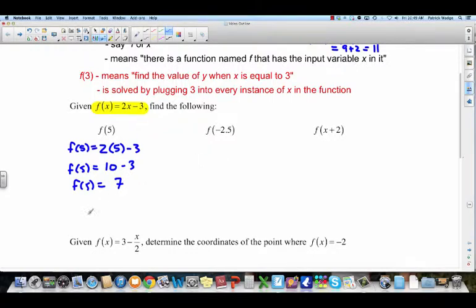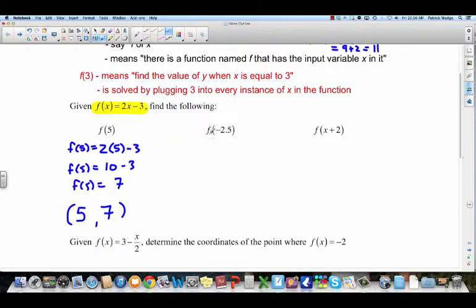Another important fact, you could write this as an ordered pair. Remember, ordered pairs x and y, or if you want, input and output. What was the input value in this case? The input value was 5. What was the output value in this case? Output value was 7. So it is important that you realize you can write it as an ordered pair.